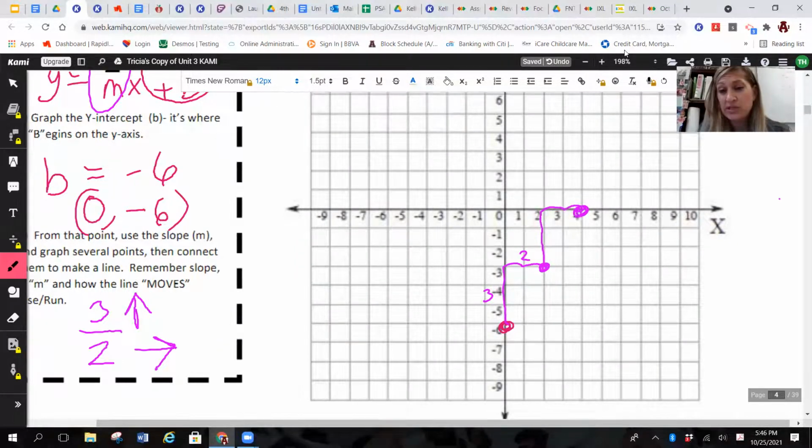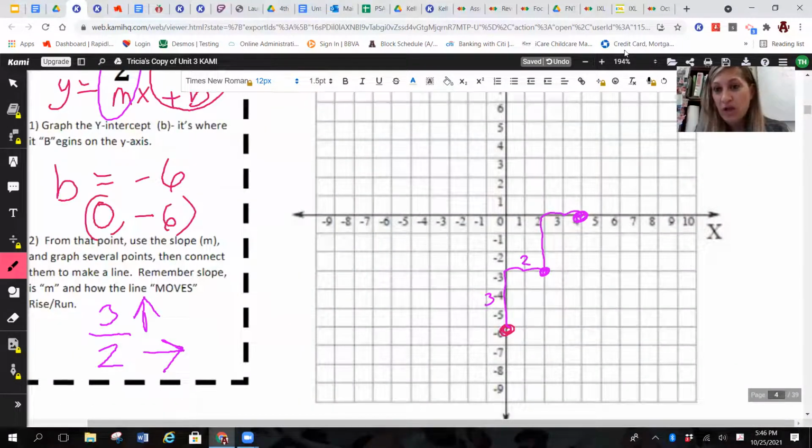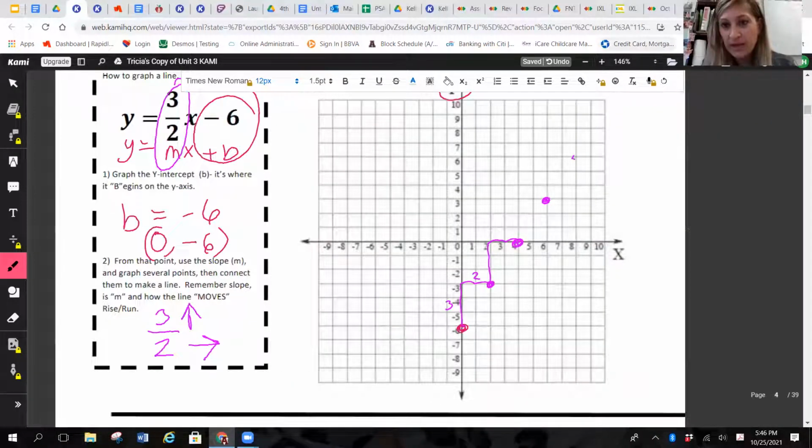When you get good at this, you don't have to keep drawing these little steps. You'll just eyeball it and like, okay, that went up 3 and over 2. And then you can eyeball it again, and you're right here, and finally right there. And that will make this part of the line.